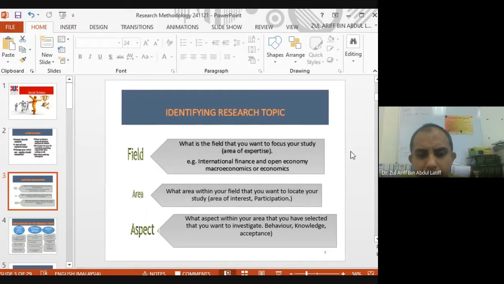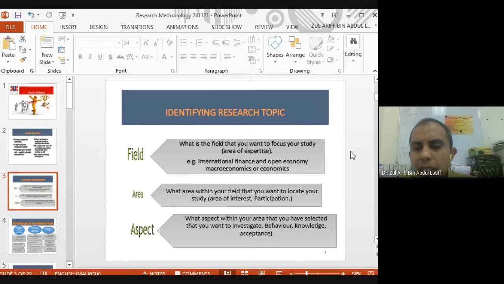So what area do you feel you want to investigate? Who is your target, or who are your respondents? Is it students? Is it farmers? Is it consumers? Is it food outlets? You must make sure they are within your frame of interest in doing your research. And what aspect will you look into?